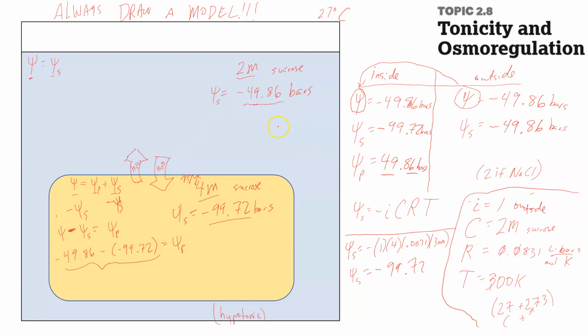Know hypertonic, hypotonic, and isotonic. Understand how water potential works. Be able to calculate pressure potential. And we'll do a little bit more practice with some more complex problems in class, but this is kind of the basics of it right here.